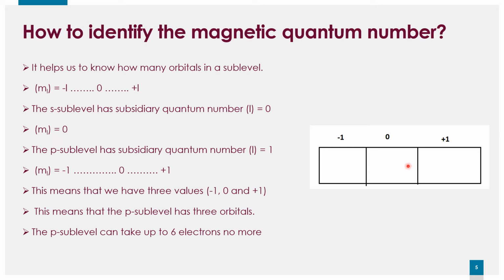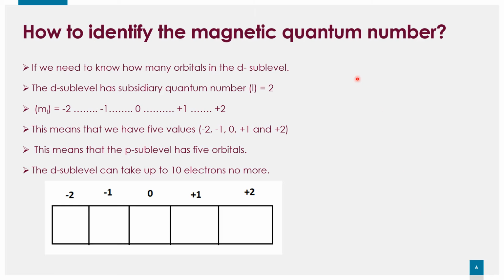Take a look at the picture. Each orbital has its own magnetic quantum number. This magnetic quantum number for this orbital is 0, for this one is positive 1, and for this one is negative 1. And we know from before that each orbital can be saturated up to 2 electrons. So the p sublevel can take up to 6 electrons.